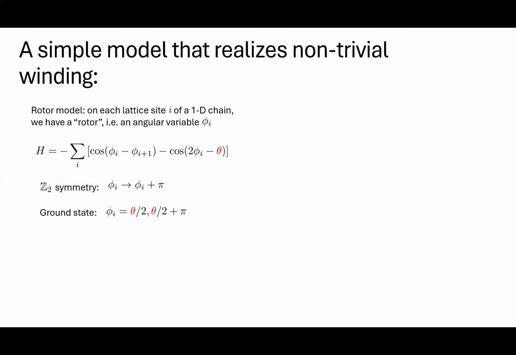So there's a twofold degenerate ground state, and indeed it spontaneously breaks the Z2 symmetry because the Z2 symmetry exchanges these two states. So Z2 symmetry is spontaneously broken.